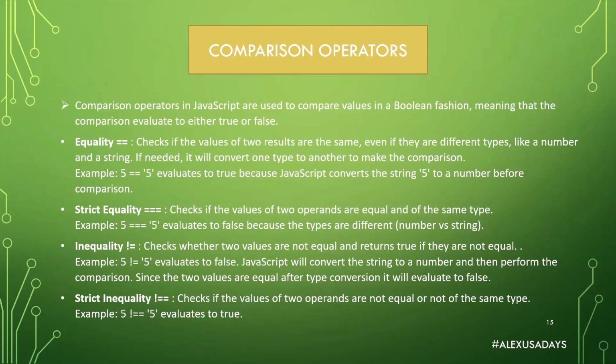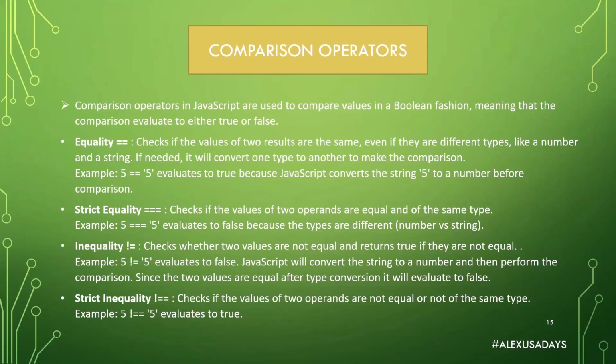Since the two values are equal after type conversion, it will evaluate to false. So if it would say 5 is not equal to 6, for example, then it would return true. But because 5 is equal to 5 after the type conversion, it says false.